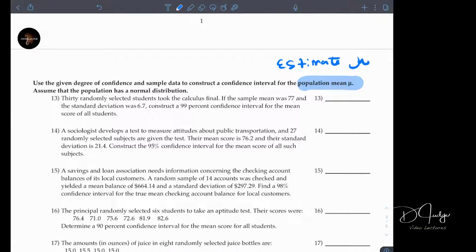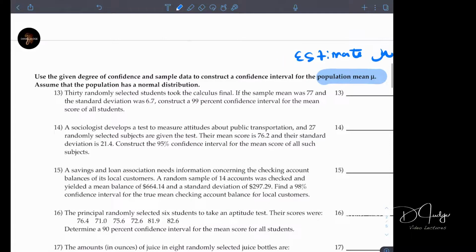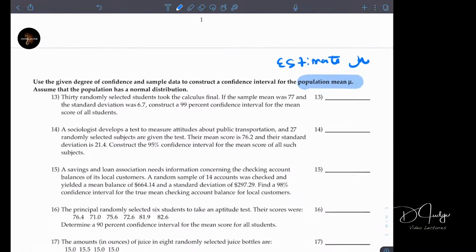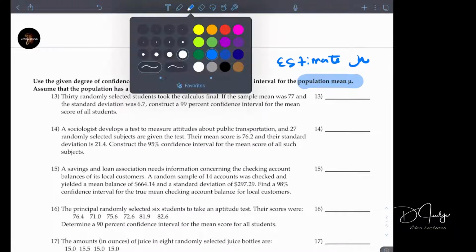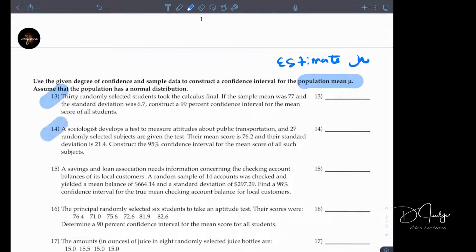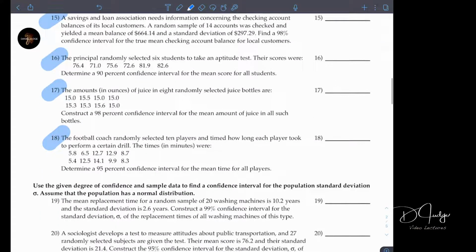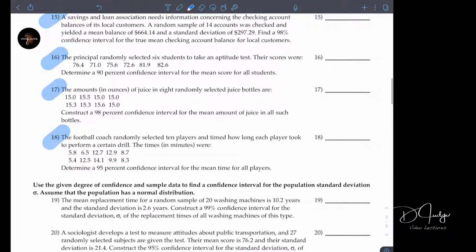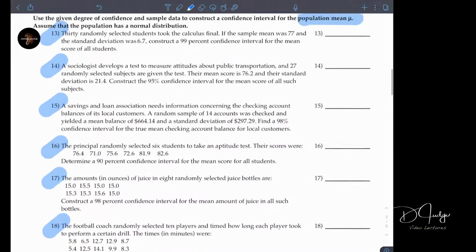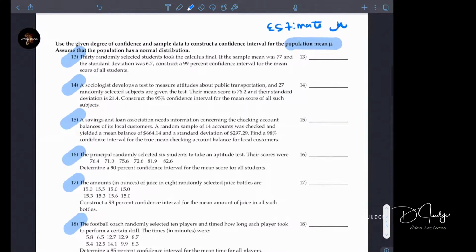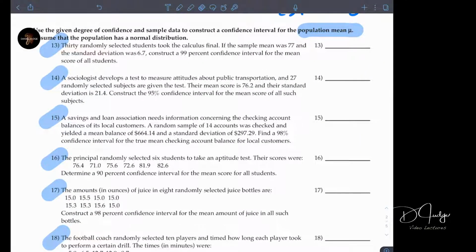So let's be smart. Let's see what's going on here. Okay, so what does it say? We're going to estimate mu for questions 13, 14, 15, 16, 17, and 18. For all of these questions, we're going to estimate mu. But of course, I'm only going to do the odds here.